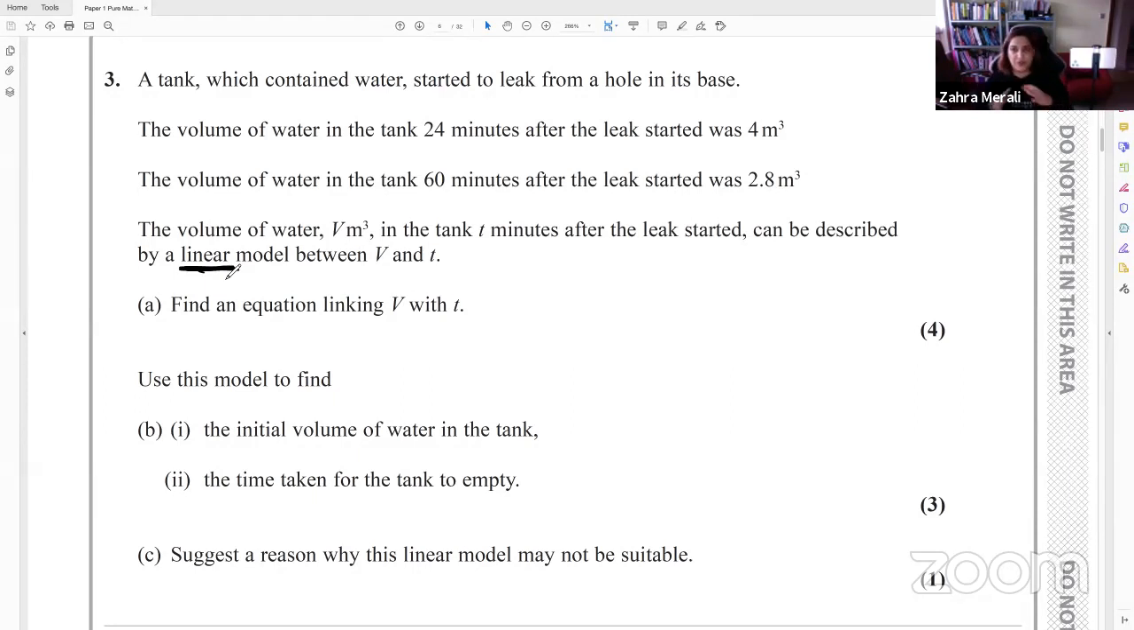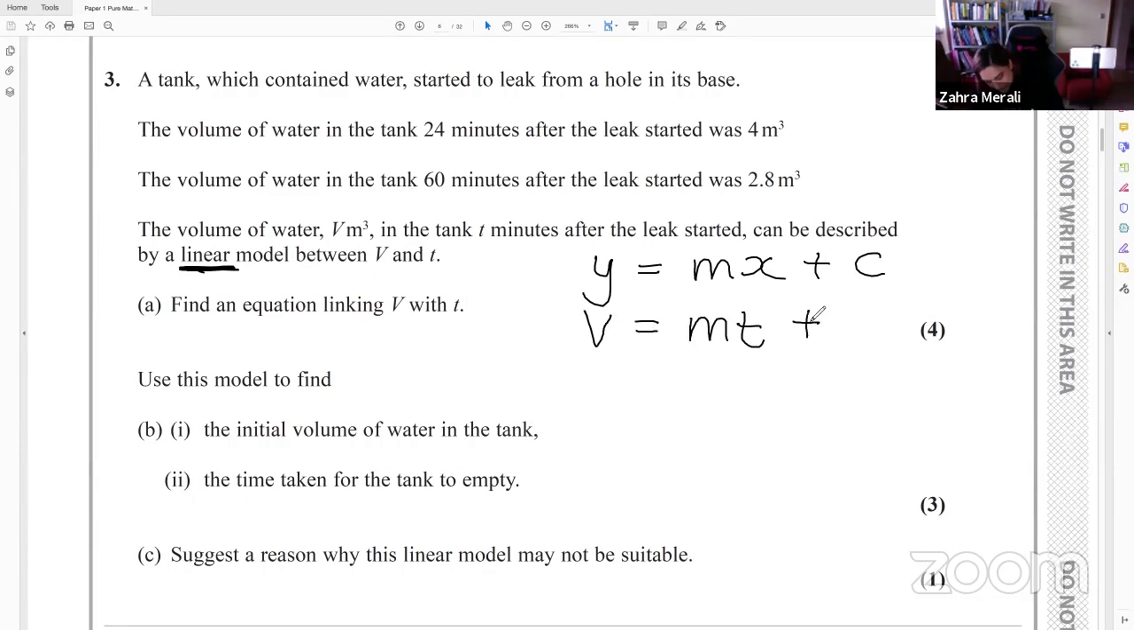Now, all of you have come across straight line graphs. All a linear model is, is a straight line. So we know that all straight lines are of the form y equals mx plus c. But in this case, we don't have a y and an x, we have a v and a t. So we know this is going to be v equals mt plus c, and we need to find the m and the c.